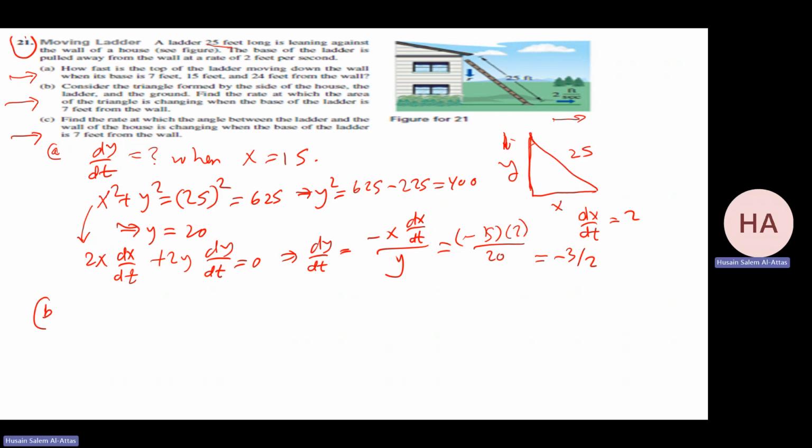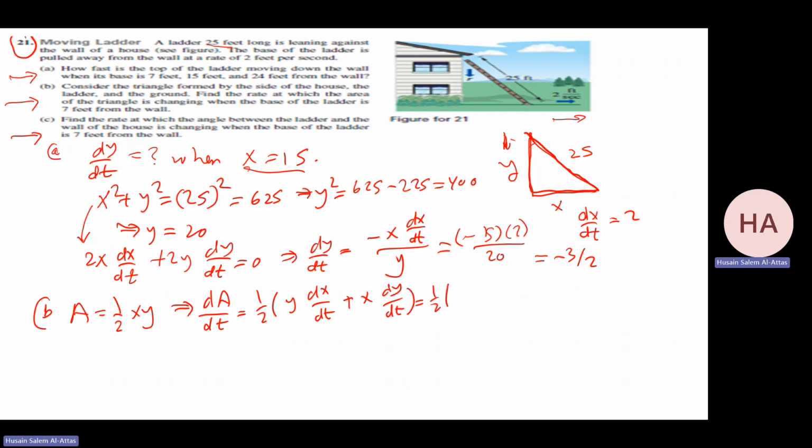Part B. Now he said, consider the triangle and find the rate of change of the area. But I will take x equals 15 because I already did the calculation from that. So you need to find the area, which is half xy. So the rate of change of the area will be half y dx over dt plus x dy over dt. Let me substitute the numbers. Y is 20, dx is 2, minus x, which is 15, times 3 over 2. So that is half of 40 minus 45 over 2. Do the calculation, that will be 35 over 2.